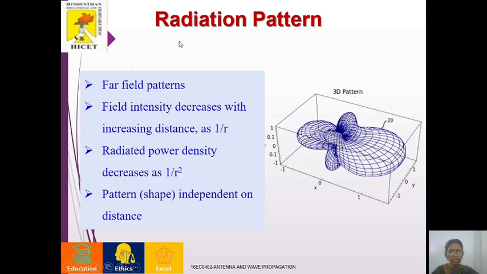This radiation pattern is usually a far field pattern and its field intensity decreases with increasing distance as 1 by r, whereas the power density of the radiated power decreases as 1 by r square, that is square of the radial distance. The radiation pattern or the shape is usually independent of the distance in the far field.